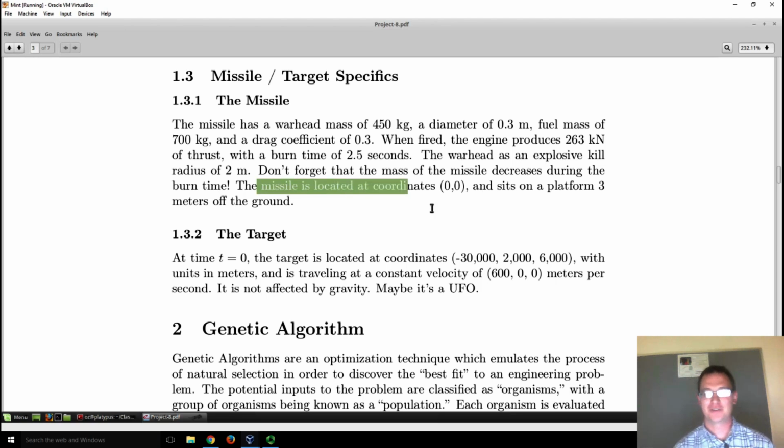Anyway, our missile is located in the XY on the ground at 0, 0, and it sits on a platform 3 meters off the ground. So it starts at 0, 0, 3, basically.